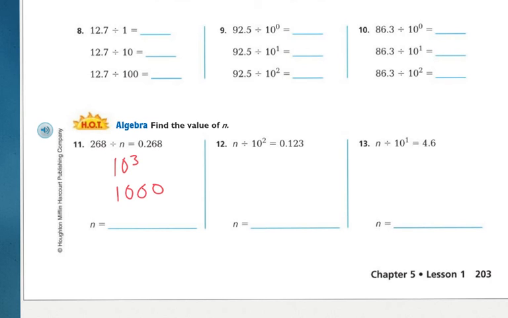If you need me, I will be on the carpet to help, and you can also work with a partner. Good luck, guys.